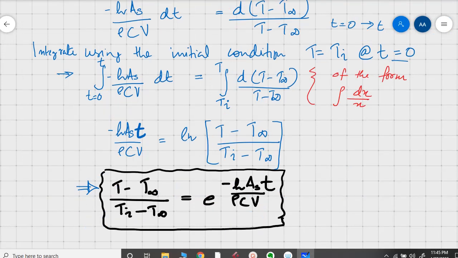Applying the respective limits and realizing that this part of the equation is of the form integral dx by x, we integrate to get this form of the equation. Rearranging in exponential terms, the equation takes this form, and we realize that this is the equation that we wanted: the equation that connects the temperature at any instant with the particular time.